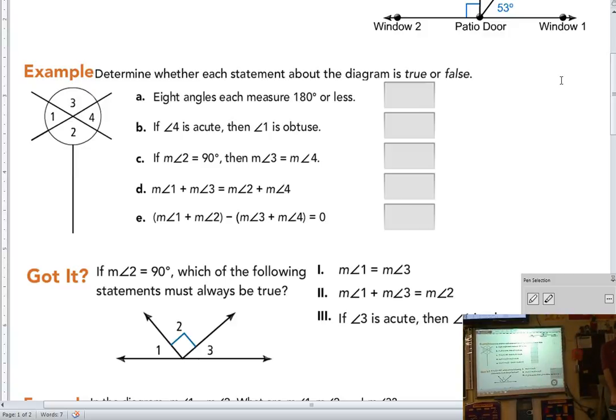When we have angles that share a vertex, we can combine smaller angles to make bigger angles. We can also take bigger angles and cut them up to make smaller angles. So that's why it's referencing 8 angles. Measure 180 or less.